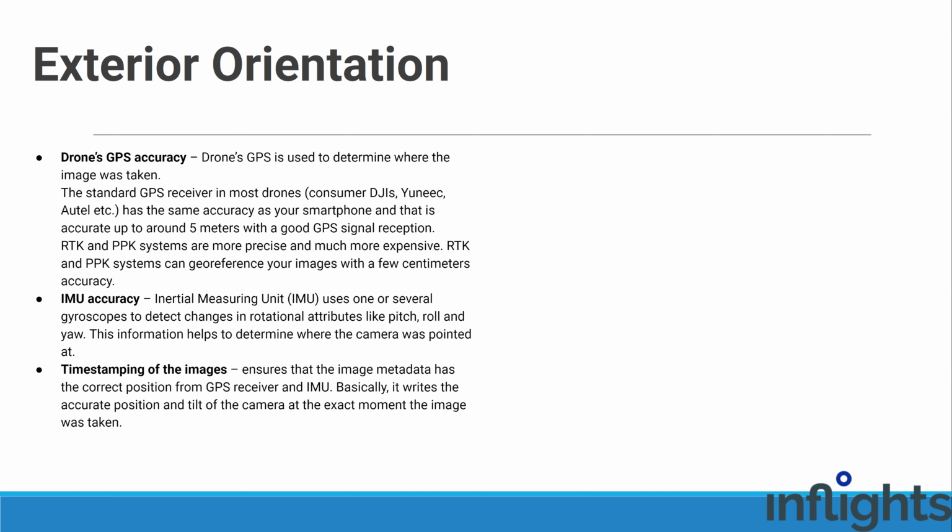Timestamping of the images. Timestamping technology ensures that the image metadata has the correct position from the GPS receiver and IMU. Basically, it writes the accurate position and tilt of the camera at the exact moment when the image was taken. The more accurate the exterior orientation measurement is, the less ground control points are needed in your project.